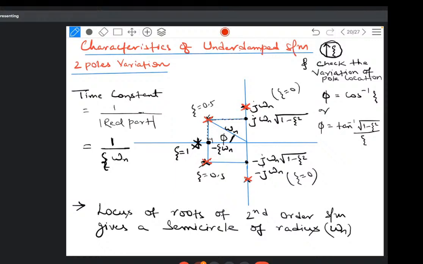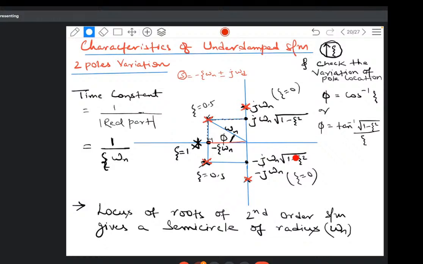And what was the real part? The real part was, because you know that for a second order underdamped system, the roots of the characteristic equation, which are nothing but poles of the closed loop transfer function, are written as minus zeta omega n plus minus j omega d, right? So this is minus zeta omega n, the real part, and this is plus j omega d. What is omega d? The damped frequency of oscillation, which is omega n under root 1 minus zeta square. And this is also minus j omega d, minus j omega n under root 1 minus zeta square.